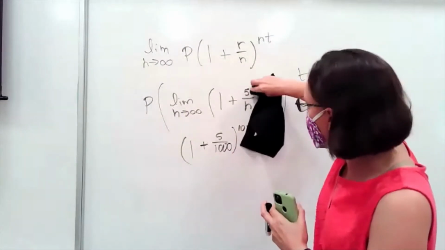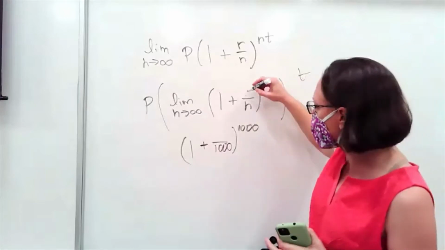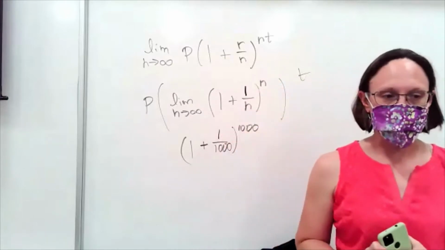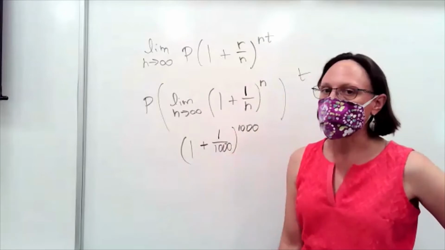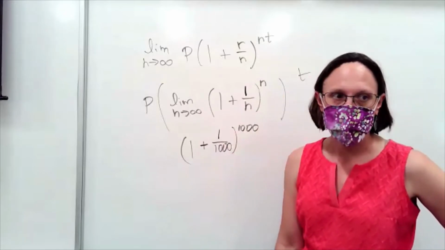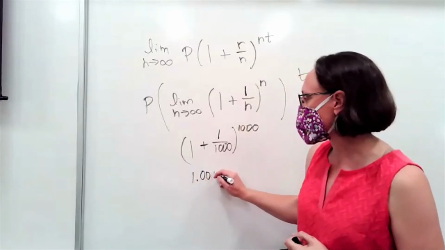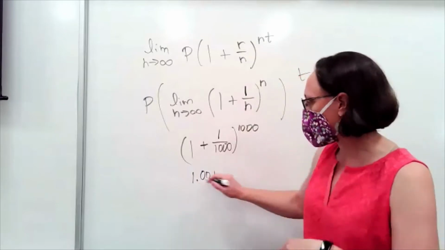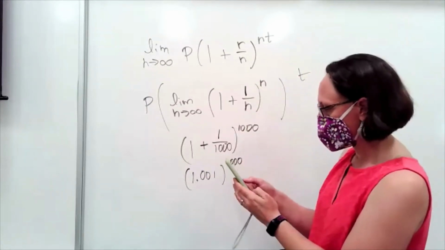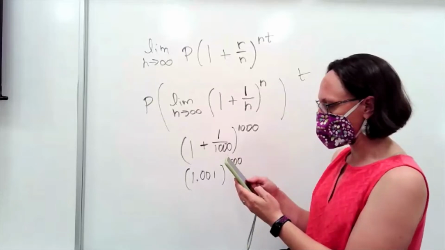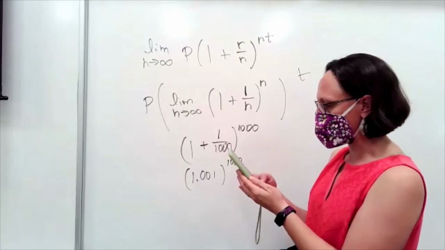Oh, I know what my problem is. The magic I was trying to do only works if we have a 1 up here. We'll change it to not a 1 in a minute, but we're going to do it with a 1 because then the numbers are easier for me to do in my head. You ready? 1 over 1,000 is 0.001. So this part right here is 1.001. And then I'm going to raise that to the 1,000 power. 1.001 raised to the 1,000. That's the magic I wanted.